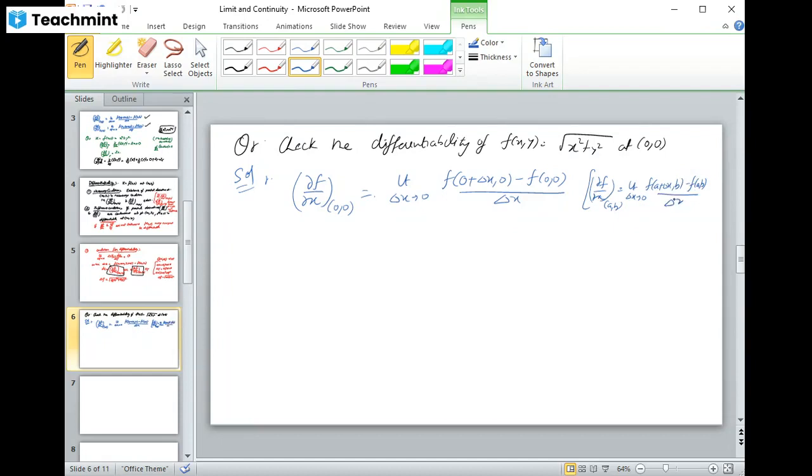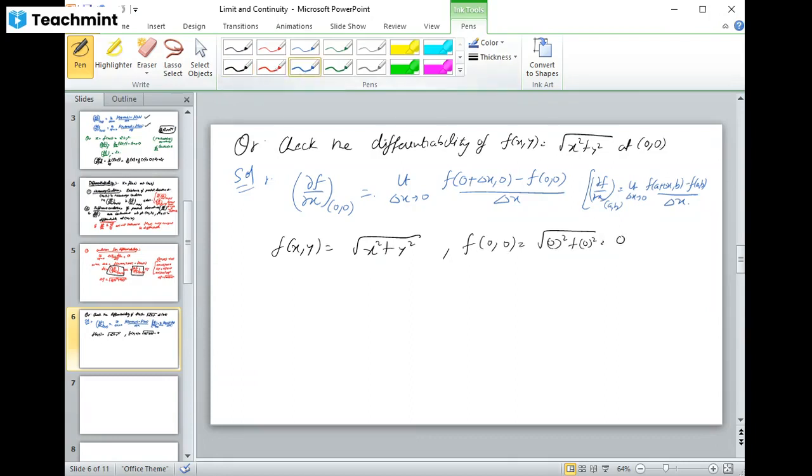Because we want to find the partial derivative with respect to x, we make variation in the x variable only, and the y variable is treated as constant. Here a is 0 and b is 0, so we are using this particular formula. Here your function f of (x, y) is the square root of x square plus y square. So what is f of (0, 0)? If I replace x equal to 0 and y equal to 0, then its value is 0 only.